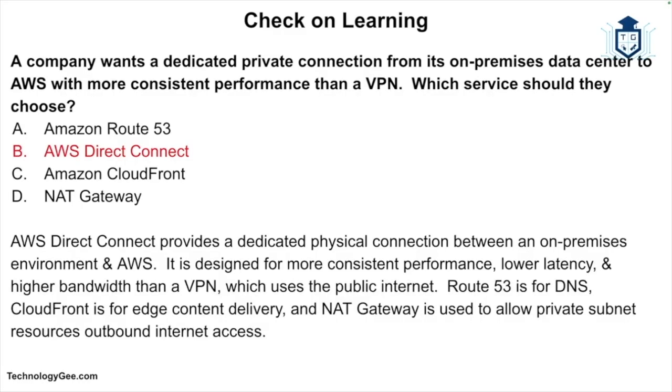So AWS Direct Connect, this provides a dedicated physical connection between an on-premises environment and AWS. It is designed for more consistent performance, lower latency, and higher bandwidth than a VPN, which uses the public internet. Route 53 is for DNS, CloudFront is for edge content delivery, and NAT Gateway, this is used to allow private subnet resources outbound internet access.